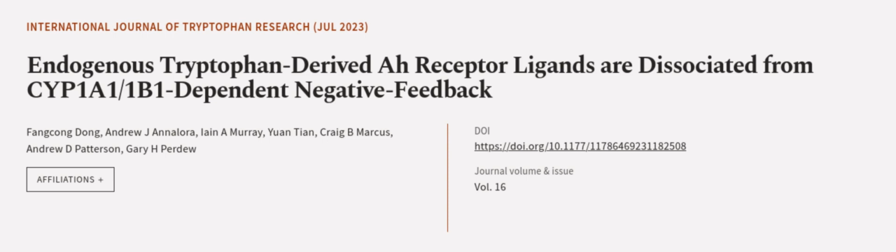This article was authored by Fangcong Dong, Andrew J. Annalora, Iain A. Murray, and others.